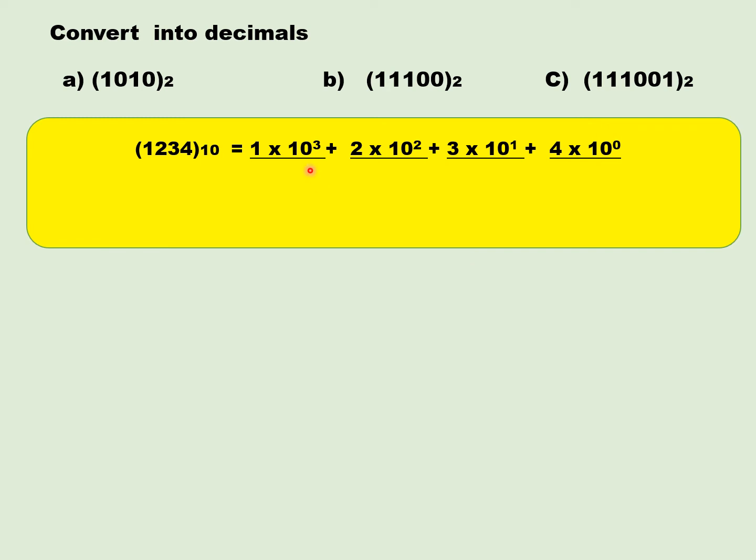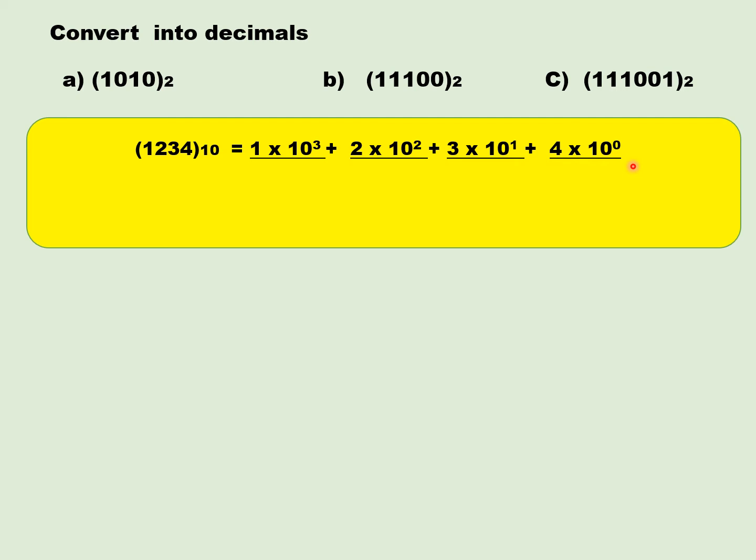Now you see the values. 10 raised to 3 means 1000, 10 raised to 2 means 100, 10 raised to 1 means 10, 10 raised to 0 means 1. That's the meaning. 10 raised to 0 means 1. Means any number with power 0 is 1. So this is 1, this is 10, this is 100, this is 1000. This simply stands for the place value. Here is 1 into 1000, 2 into 100, 3 into 10, 4 into 1.